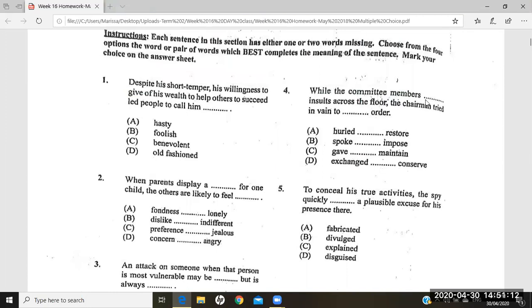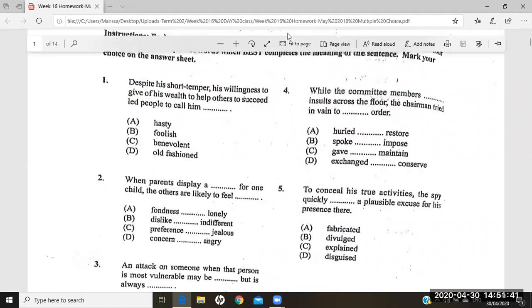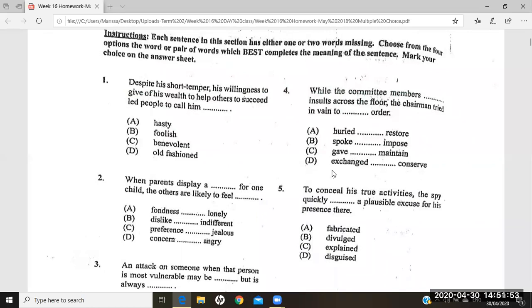Number four, while the committee members something insults across the floor, the chairman tried in vain to something order. So what was your response for number four? The answer is A. So while the committee members hurled insults across the floor, the chairman tried in vain to, yes, A, restore order. Okay, so Shalanda, what is your answer for number four? Yes, it is A, hurled and restore.